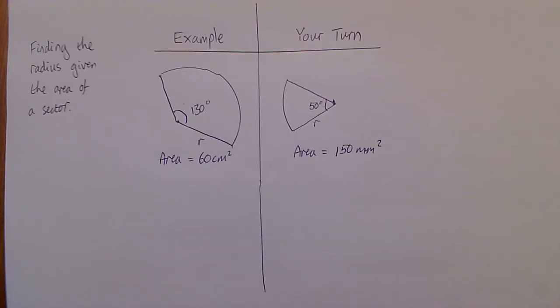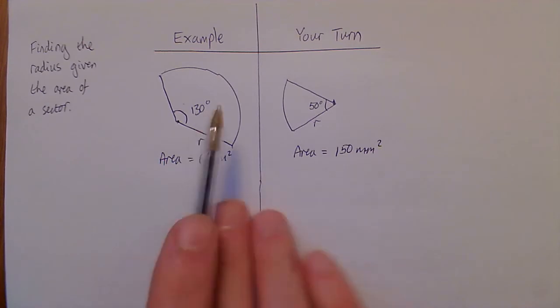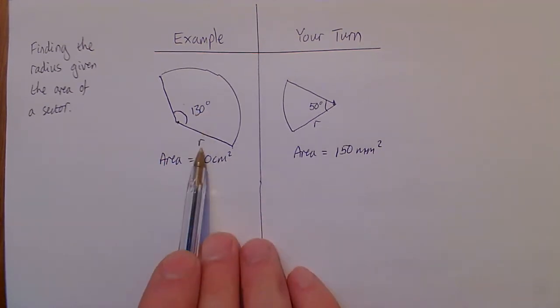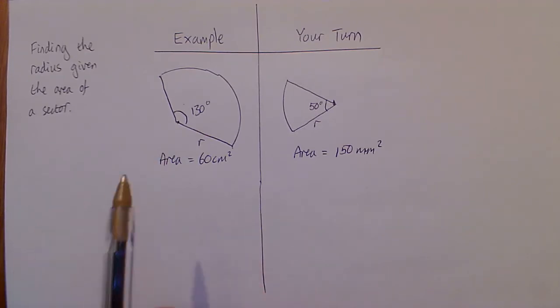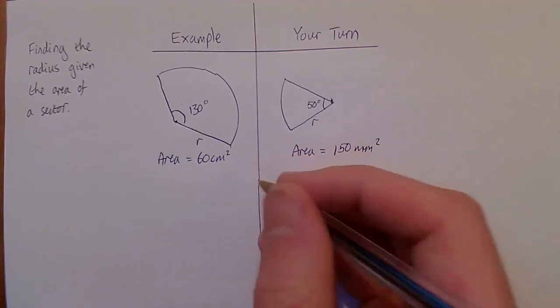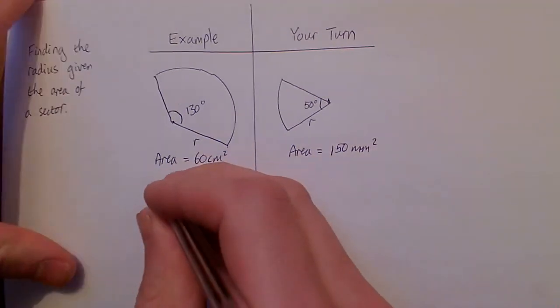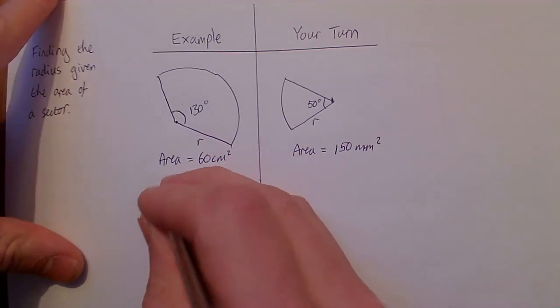So we've looked at finding the angle. These ones we are given the angle, and this time we're finding the radius. And again, starting with the area instead of the arc length. But our principles remain the same. First thing we want to do is to write down our formula.